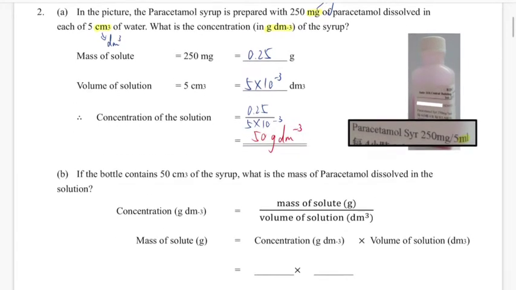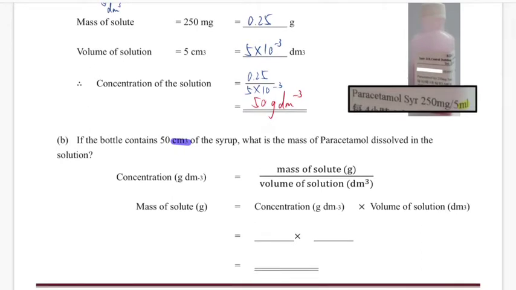If the bottle contains 50 cm³ of the paracetamol, what is the mass of the paracetamol dissolved in the solution? Remember the formula I gave you is to work out concentration. Concentration equals mass over volume. So we can modify this formula a little bit so that we can work out the mass of the solute, which is equal to the concentration multiplied by the volume of the solution.